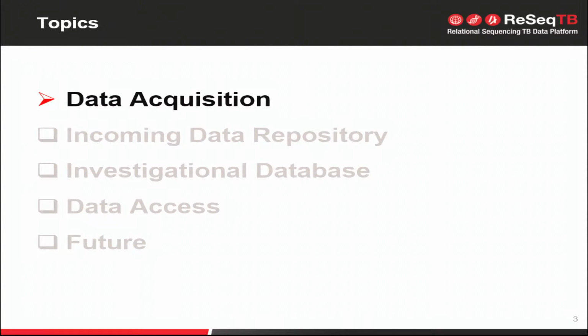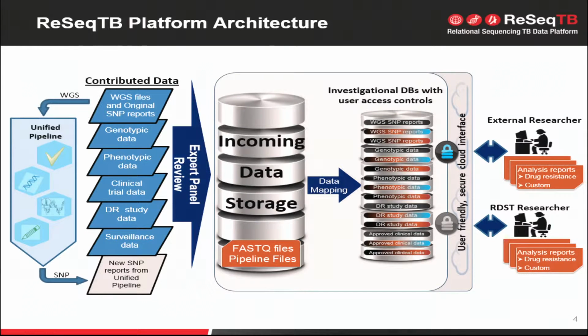All right, so first, data acquisition. This is a high-level schematic of the way the data platform's structured. Jamie's already talked about the unified pipeline, so I'm not going to talk too much about that. But then we have a lot of different kinds of contributed data. Primarily today, the contributed data has been genomic and phenotypic data, which is what we want.